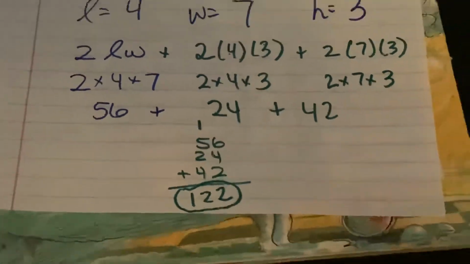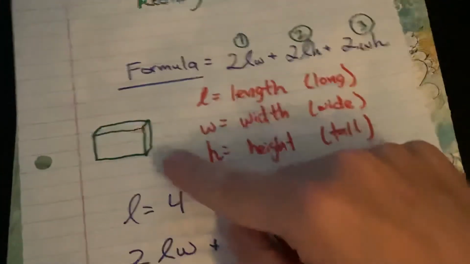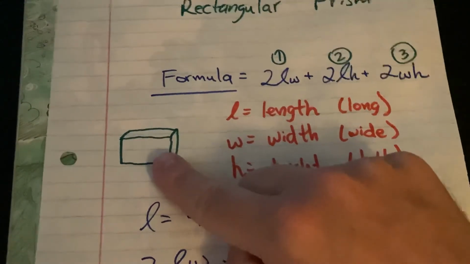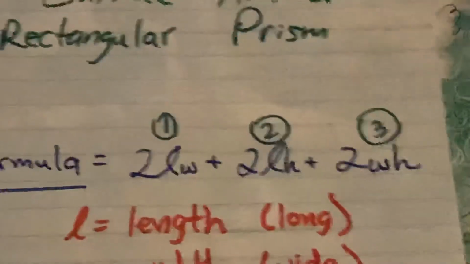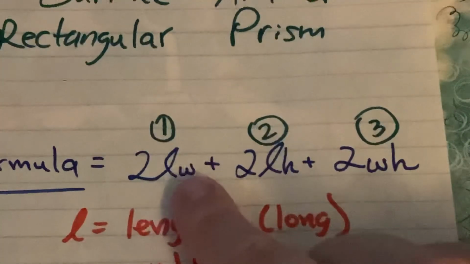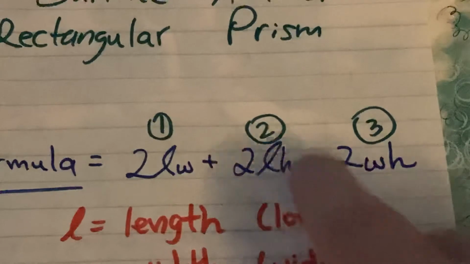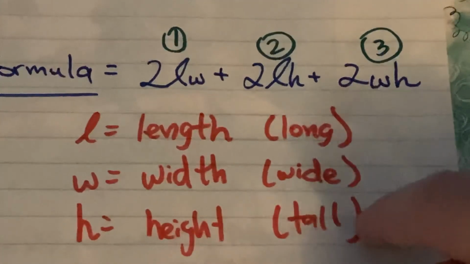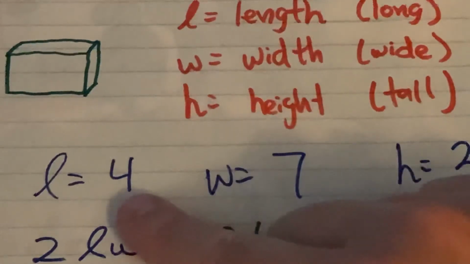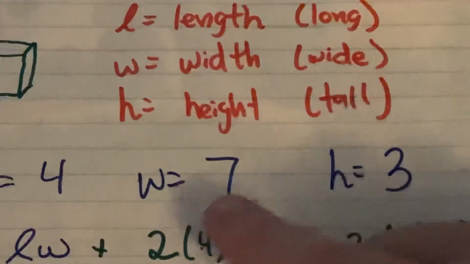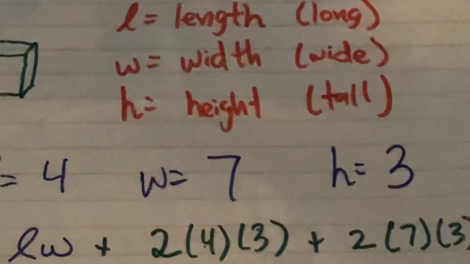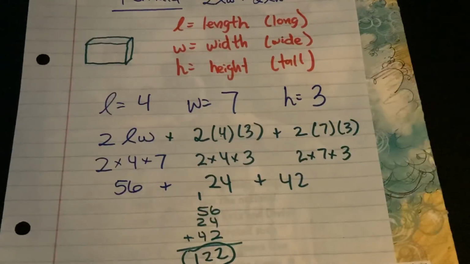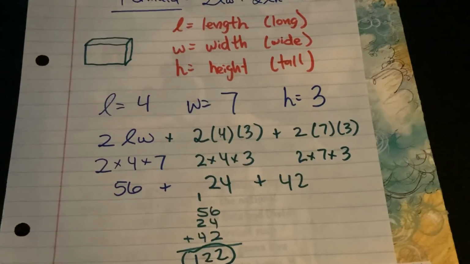So let me summarize. You're going to get a rectangular prism. You're going to need to know this formula: 2 times L times W plus 2 times L times H plus 2 times W times H. L is how long, W is how wide, H is how tall. It will literally tell you in your Google Doc what L is, what W is, and what H is. You're then going to do these steps, so if you want to freeze it, I'll leave it there, to find your answer, your surface area.